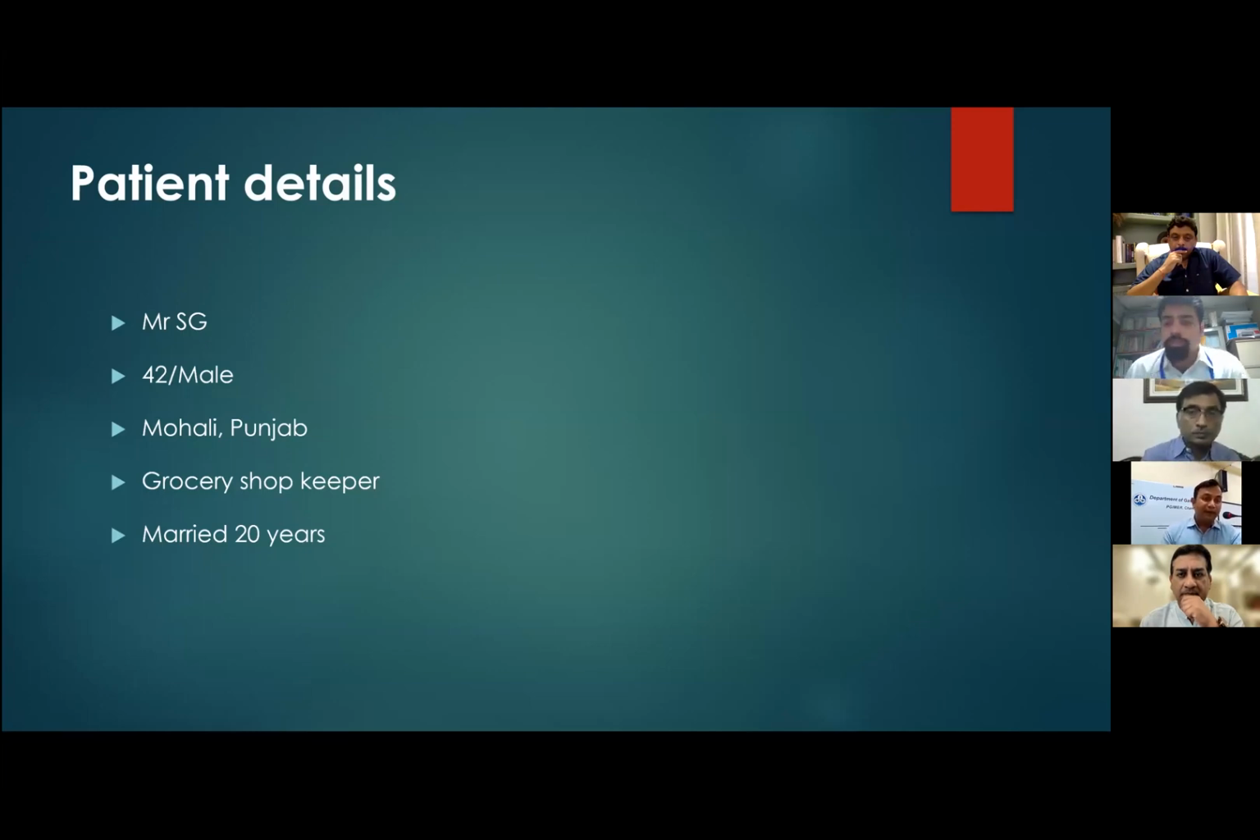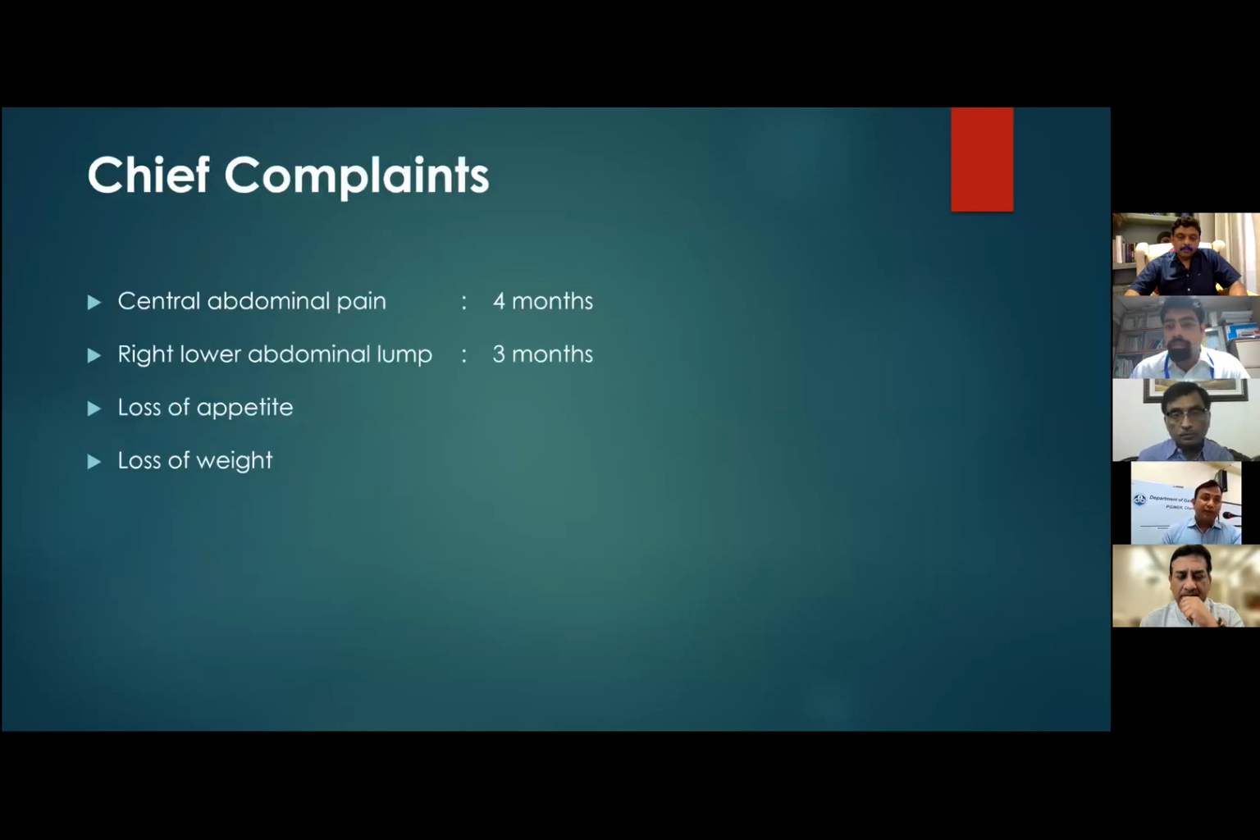So coming to the index patient, our patient, who is a 42-year gentleman from Mohali, Punjab, is a grocery shopkeeper by profession and is educated up to class 5. He presented with central abdominal pain from last 4 months with right lower abdominal pain, lump from last 3 months, which was also associated with loss of appetite and a loss of weight.